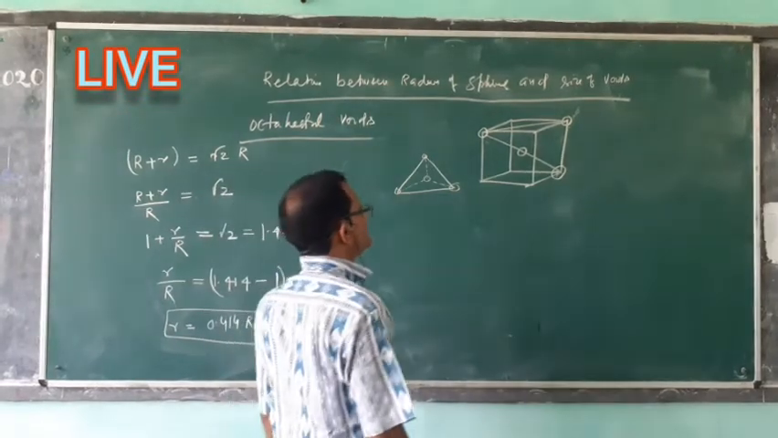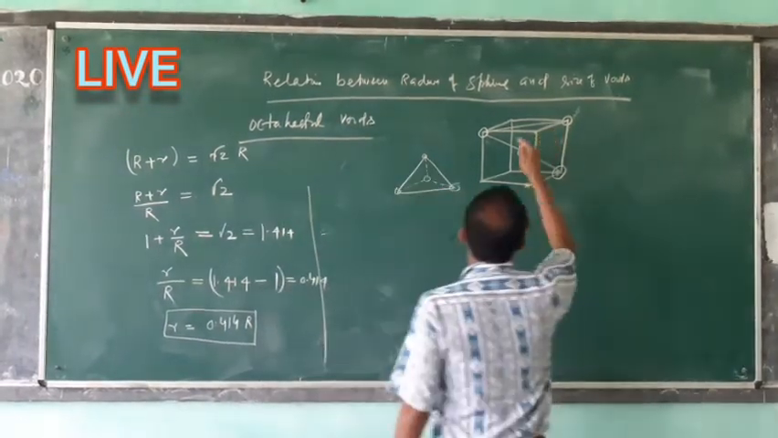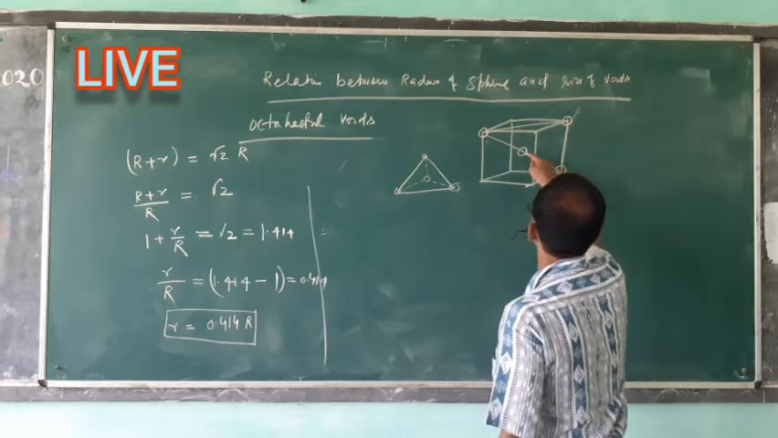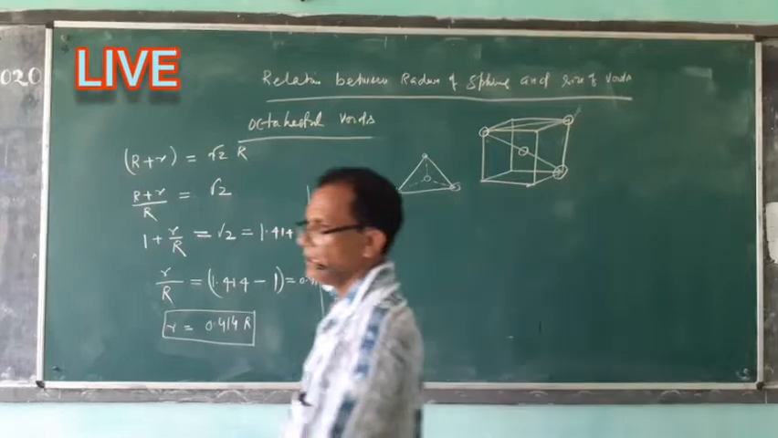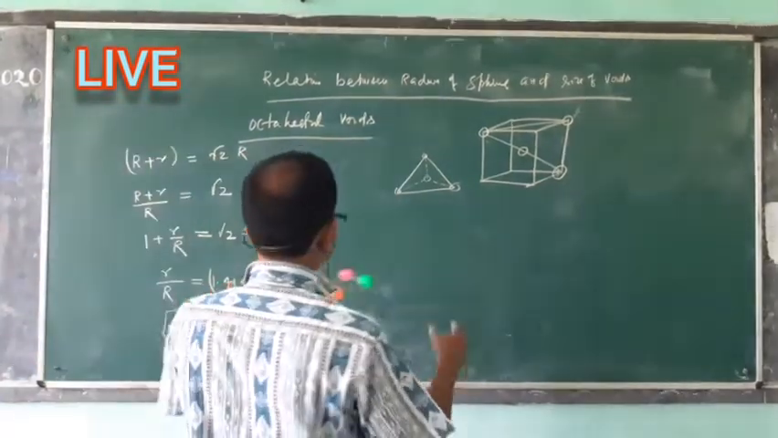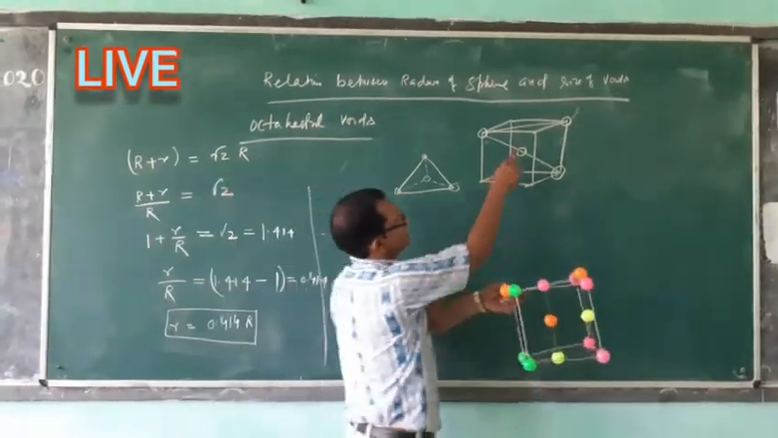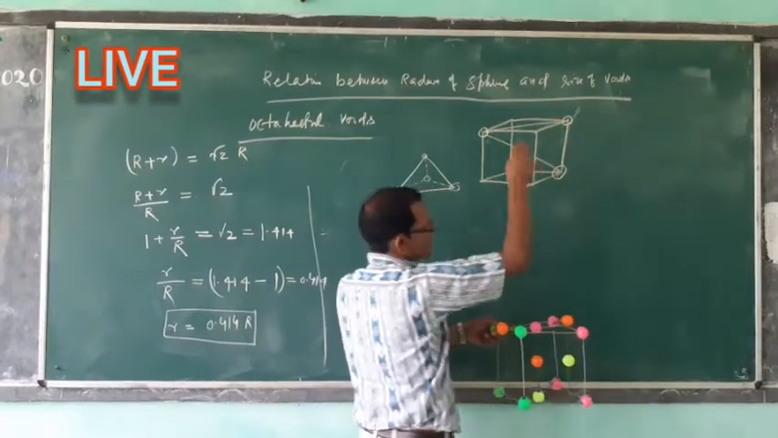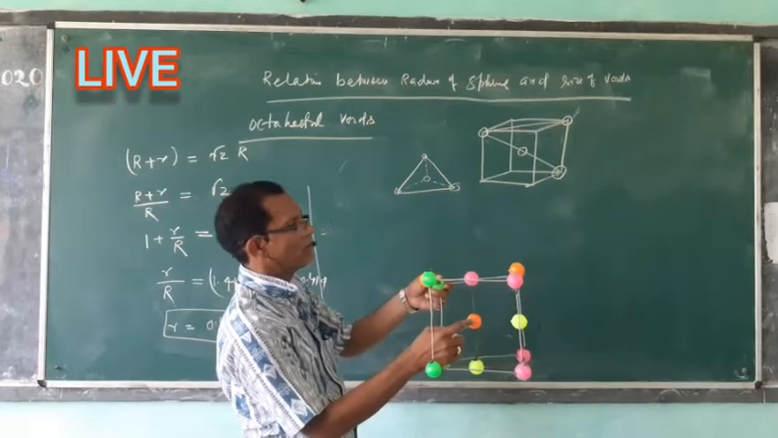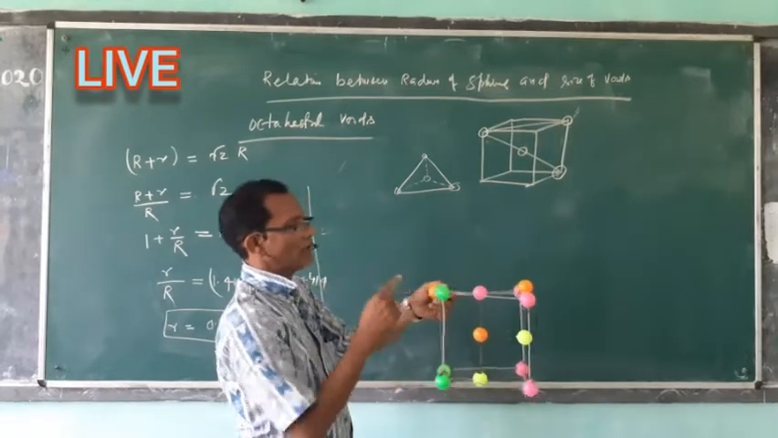So it is just like a tetrahedron. These four are coming just like a tetrahedron. Just imagine this is the corner point, this is the corner point like this, or this is the corner point. The other three spheres are like this. One sphere is the body center and the others are corners.